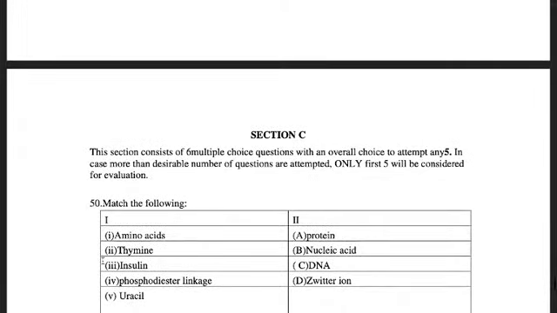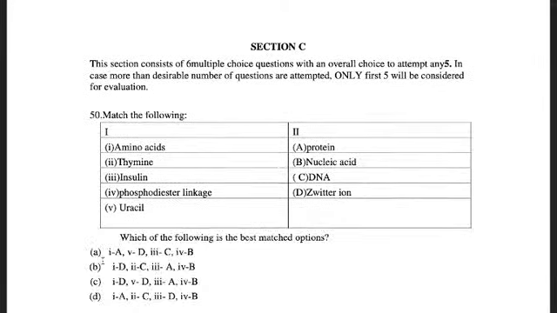Section C. This section consists of 6 multiple choice questions with an overall choice to attempt any 5. In case more than the desirable number of questions are attempted, only the first 5 will be considered for evaluation. Question number 50. Match the following. Column 1: Amino acid, Protein, Nucleic acid, DNA. Column 2: Thiamine, Insulin, Phosphodiester linkage, Zwitter ion, Uracil.